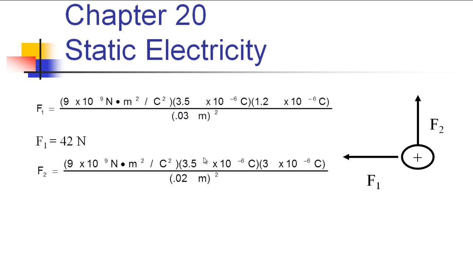Plug our stuff in. Here's the first charge, the original charge. Here's the charge that's below it, pushing it up, and the distance between them. So you plug that in your calculator, and you get 236.